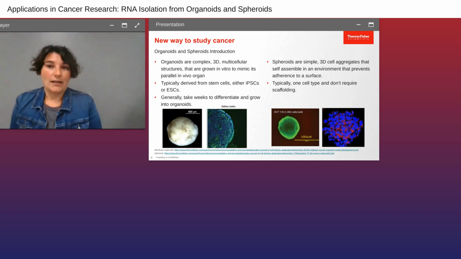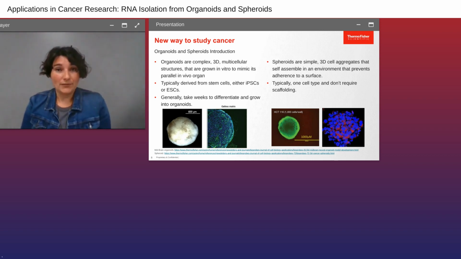So spheroids are more simple. They are 3D cell aggregates. Generally, one cell type is all that is self-assembled within a cell culture vessel or some kind of environment. They can be grown in different ways using something like Matrigel or just in a non-adherent cell plate. And like I said, they're typically only one cell type. Generally, you don't require scaffolding for spheroids, but you can put some Matrigel in the media, or you can have them grown on Matrigel dots. However, some people just have them grow in non-adherent plates.